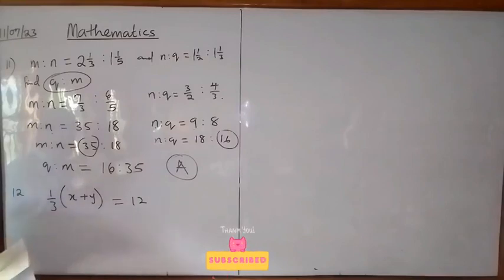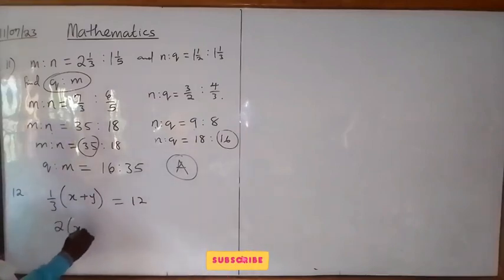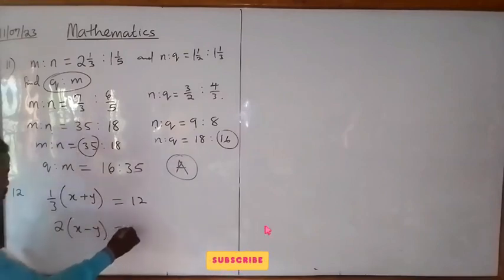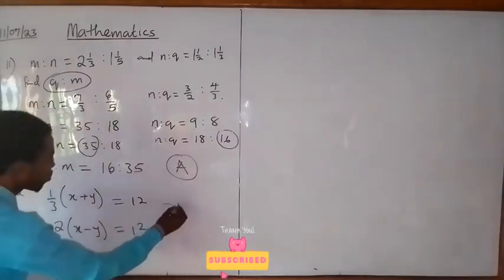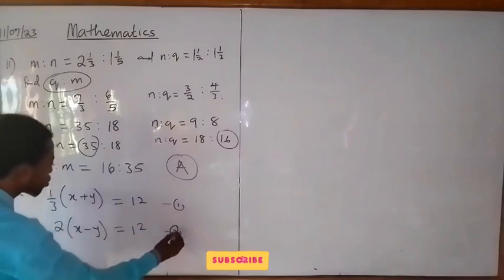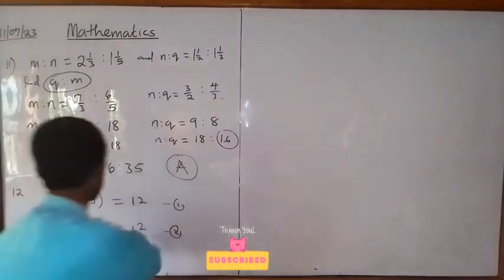Now the next statement: twice their difference is 12. So 2 times their difference, x minus y, is 12. Find the numbers. Now when you solve these equations, you get the numbers. This is equation 1, equation 2. So you can solve this and you have from here.